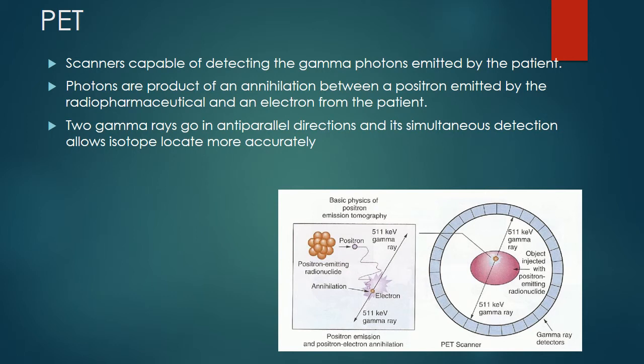The image is obtained by scanners capable of detecting the gamma photons emitted by the patient. These 511 kiloelectron volt gamma photons are the product of an annihilation between a positron emitted by the radiopharmaceutical and an electron from the patient. This annihilation produces two gamma rays. These two gamma rays go in antiparallel directions, and their simultaneous detection allows the isotope to be located more accurately.